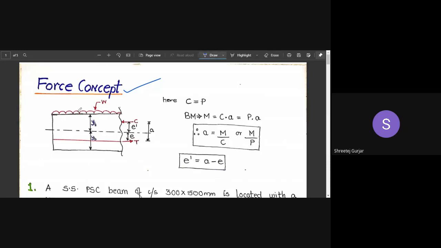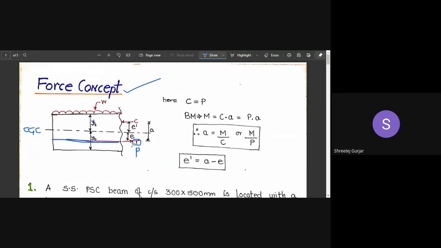Okay, so this is your beam, and this is a longitudinal section of your beam. So this line which I have drawn is the CG of your concrete. And this red line you can see is your pre-stressing cable, and the tensile force which you apply to this cable is your T, which is nothing but your pre-stressing force P.